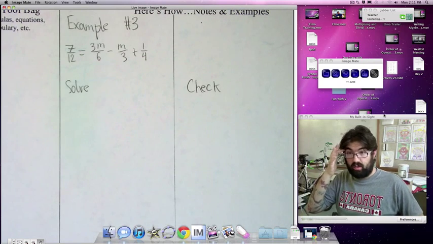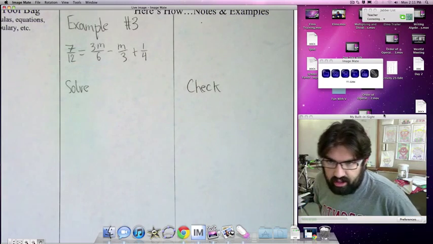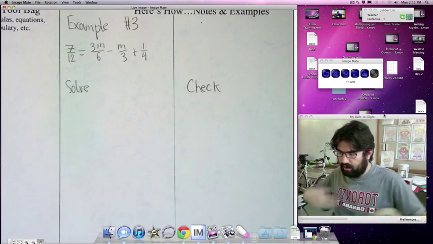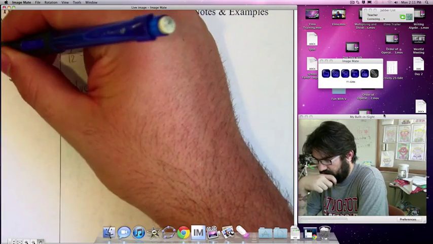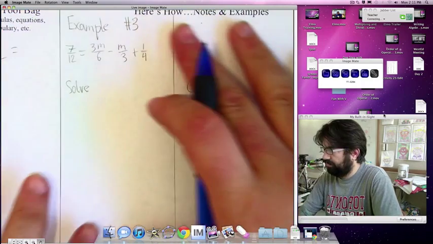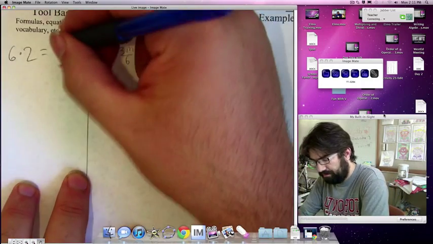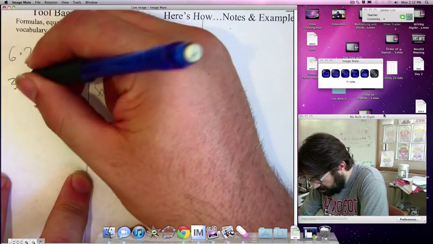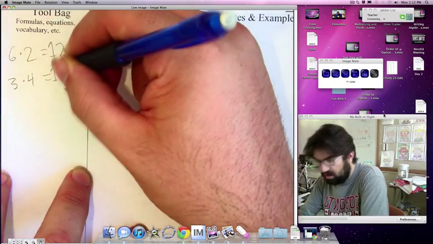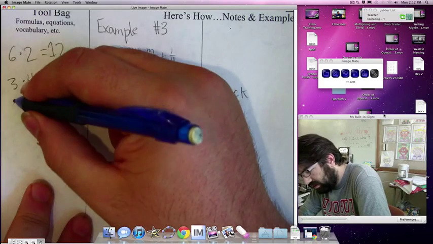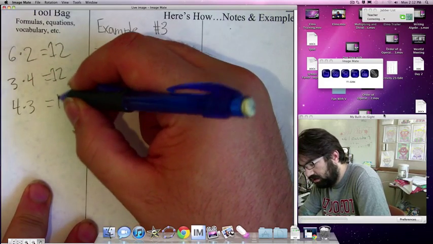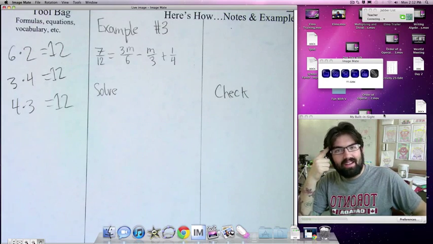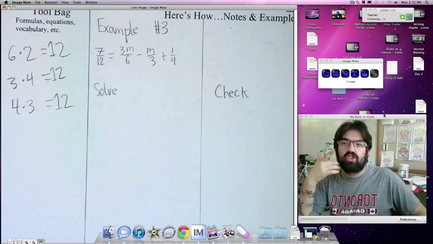There's a few ways we could do this one. I want to use a property to do this. I'm looking at all of these, and I know 6 times 2 is equal to 12. Right? And I know 3 times 4 is equal to 12. And I know 4 times 3 is equal to 12. Mr. V, what does it all have to do? Well, think about it. We have to have a common denominator eventually.